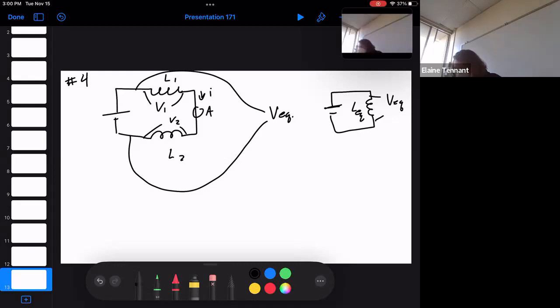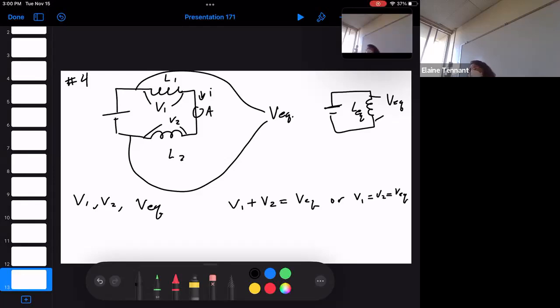Now, looking at V1, V2, and the equivalent voltage, I'd like to write down an equation that uses all three of these things. And there's only going to be two different answers to that. Either we're going to add the voltages together to get the equivalent voltage, or all the voltages will be the same. So, do you think that we should add the voltages together, or do you think that all the voltages are the same?